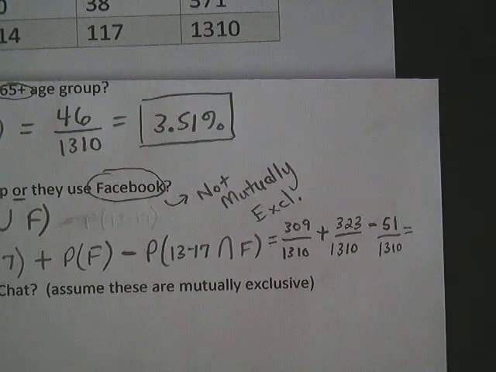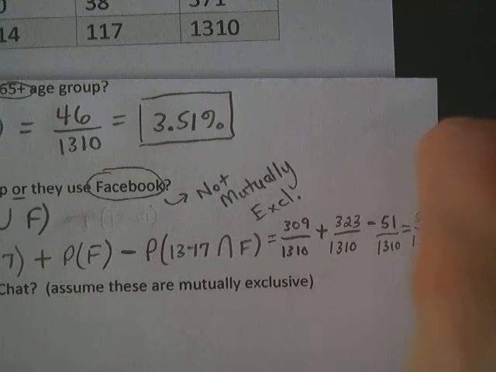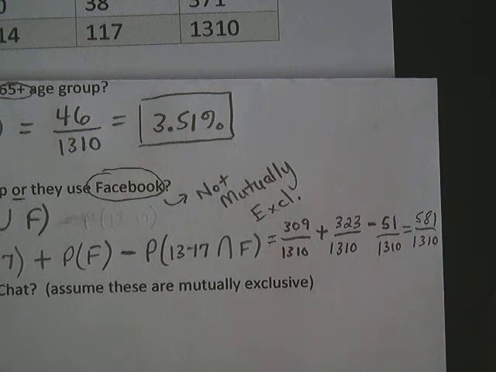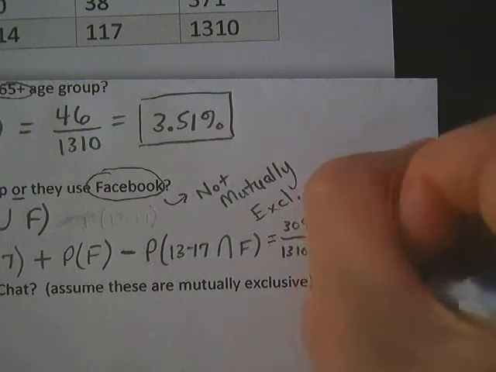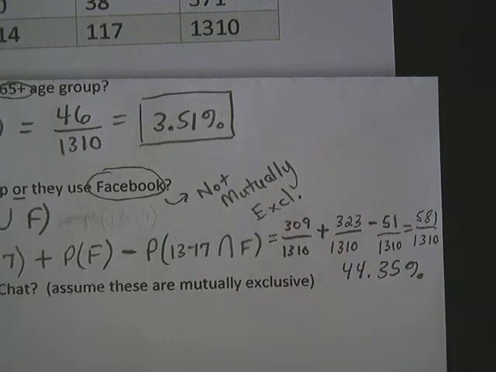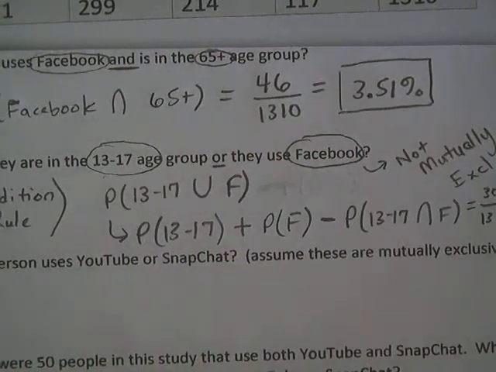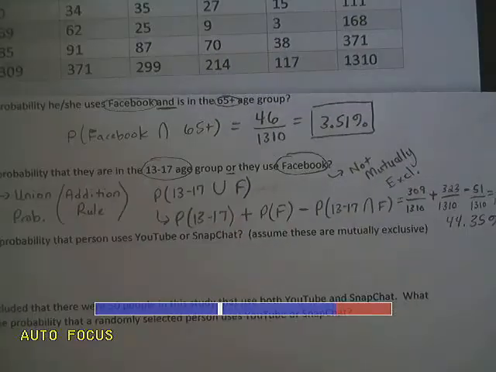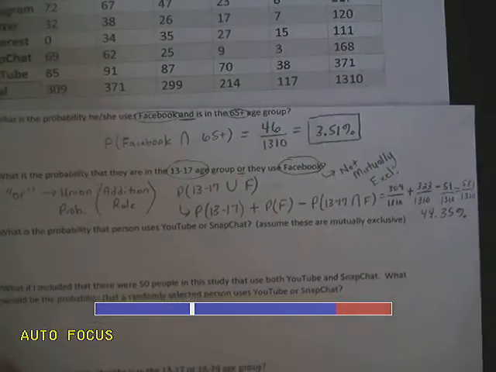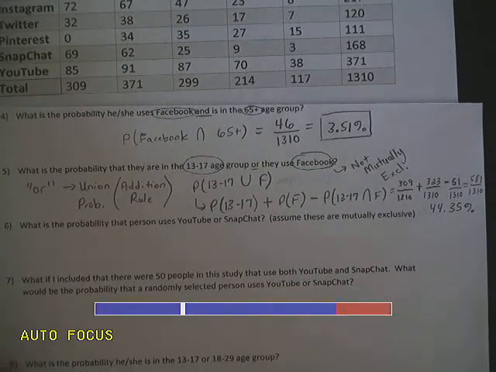Okay. And so when you do that, you'll get 581 out of the 1310. And then percentage wise, that ends up being 44.35%. So there's 44.35% of these people that are either in the 13 to 17 year age group or they use Facebook. Okay. So the union problems you still have to do kind of like how we did them before, but it is kind of nice because they give you the information. You just have to know how to use it.